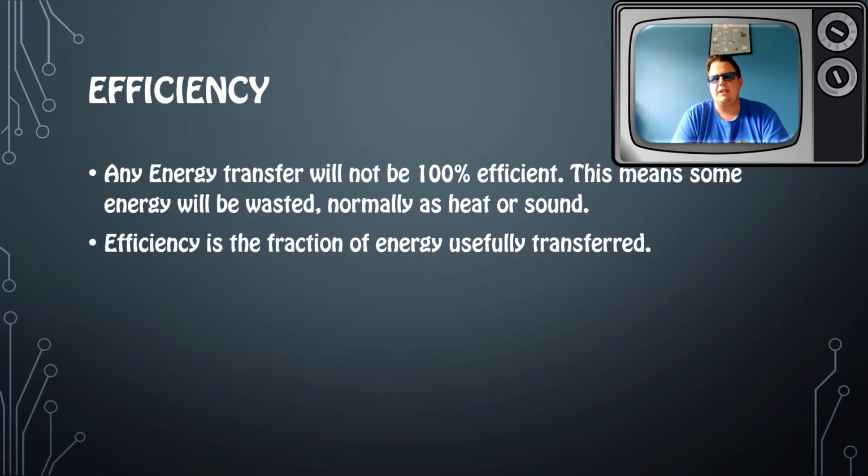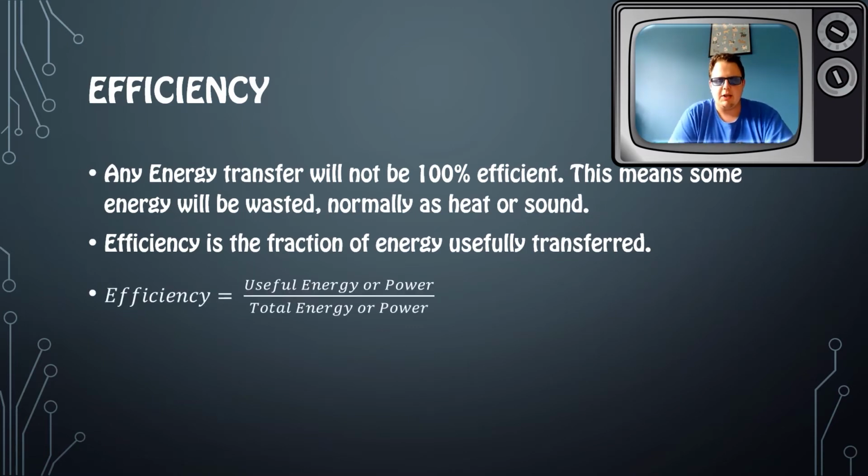Now, efficiency is where we're talking about what fraction of the energy is usefully transferred. In most questions, they're not going to tell you what the useful energy transfer is. They're going to expect you to be able to reason that based on the information you've been given. Here is an equation then for it. So efficiency is going to be useful energy divided by total energy.